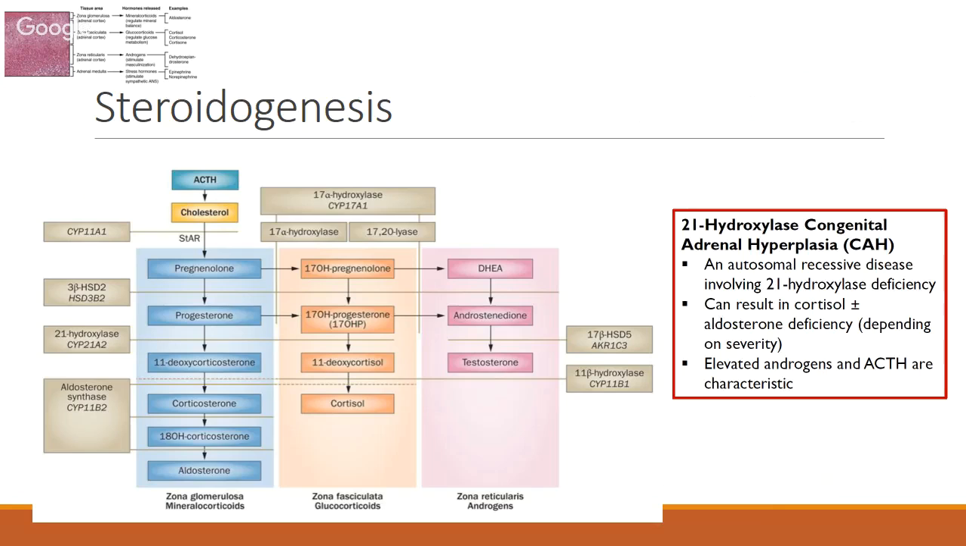In fact, because of your aldosterone and cortisol deficiency, you get an increase in ACTH production by the pituitary, and that causes increased androgens. All right, so you get cortisol and aldosterone deficiency, but you get increased ACTH and androgens. Very common question.